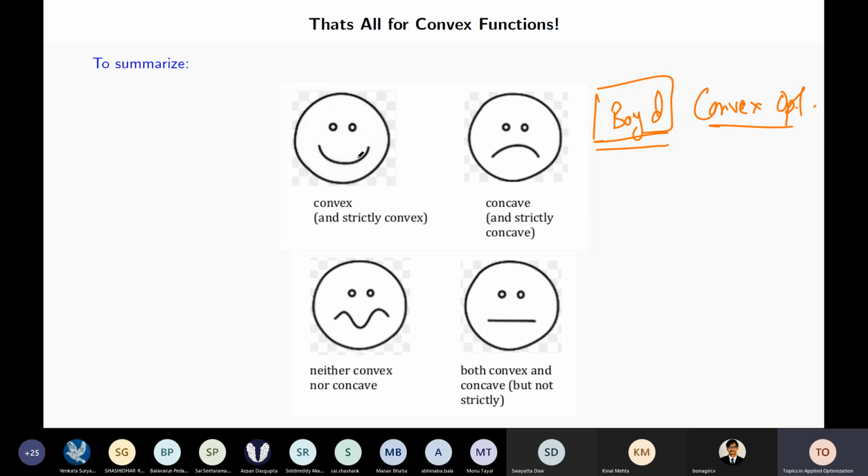Convex functions are typically bowl shaped, and concave is the other way, and neither concave nor convex will look like this, and both convex and concave will be flat. Constant functions are both convex and concave, and not just constant, but also linear functions. I hope this is the solid background that you need if you want to do research in optimization.